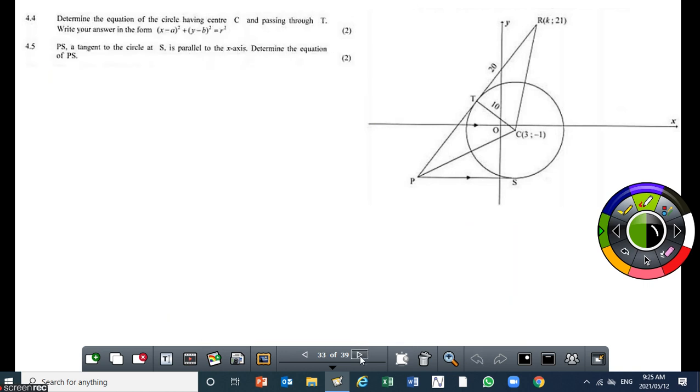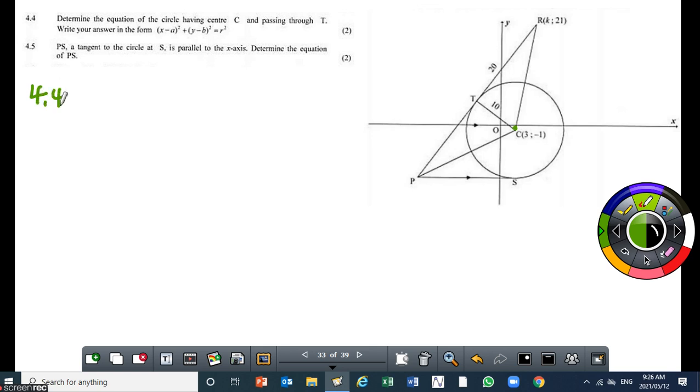Right, 4.4. Now the question says determine the equation of the circle having center C and passing through point T. Write your answer in the form. Well, we have been doing this since last week, finding the equation of a circle. To find the equation of a circle, we need the coordinates of the center. We also need the length of the radius. So for this question here, 4.4 is very easy because our radius is 10 units given, the center is given.